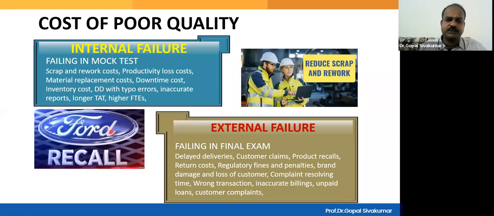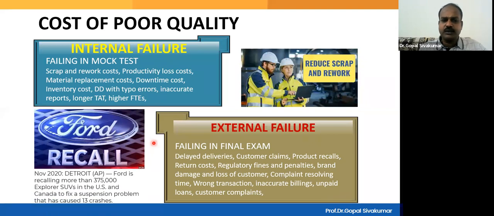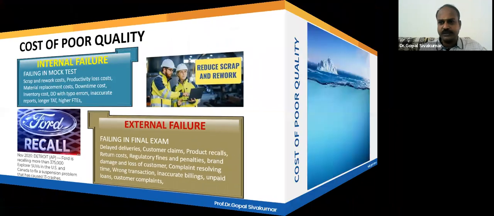So even big companies like Ford have had product recalls, right? Particularly in 2020 in Detroit, Ford recalled more than 375,000 Explorer SUV vehicles in the US as well as in Canada to fix an issue with the suspension system. Prior to the recall, the cars had caused nearly 13 crashes on the road, and that's why Ford decided to correct and replace the suspension system, which is an example of an external failure.